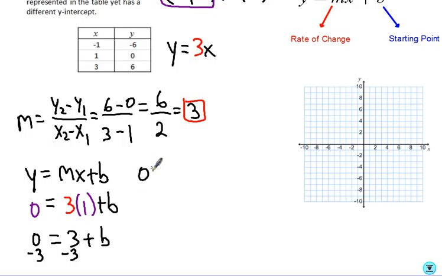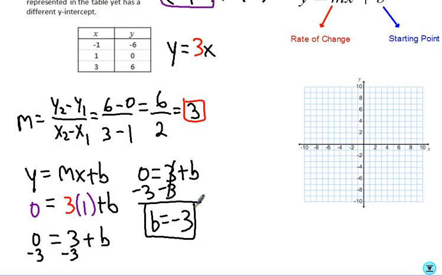Let's say 0 equals 3 plus b. So I'm going to subtract 3 from both sides. So I get b equals negative 3. Could have done that over there. That's all right. So b equals negative 3. That's what the y-intercept would be, negative 3. All right. So that's the equation for that line.